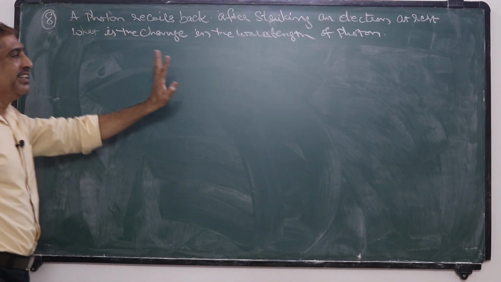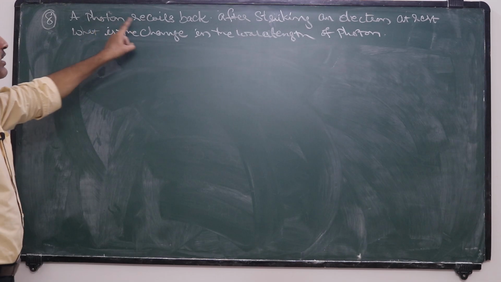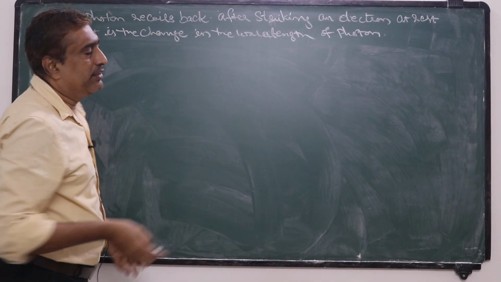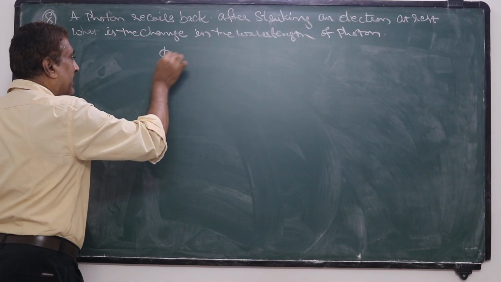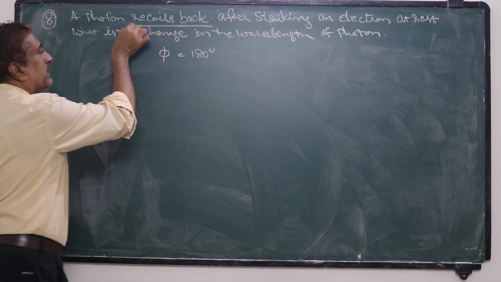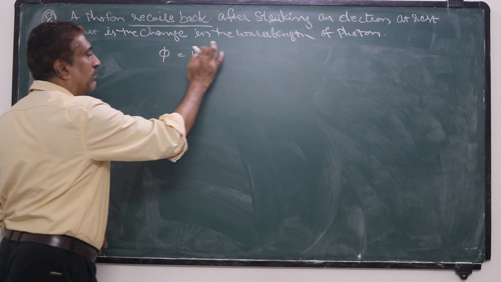This is a simple one because you have to use logic. Photon recoils back. Recoils back means exactly reflected. That means in that case we can say the angle of scattering is 180 degree, because it said that it recoils back. That means it retraces the same path. That means phi is equal to 180 degree.